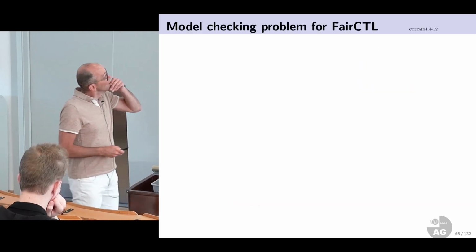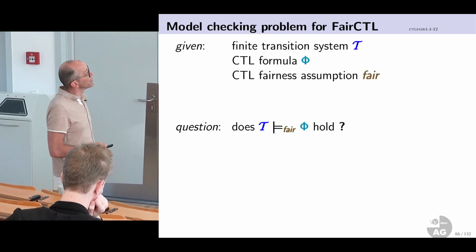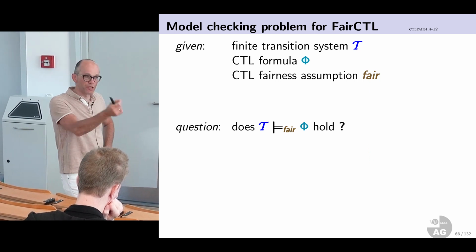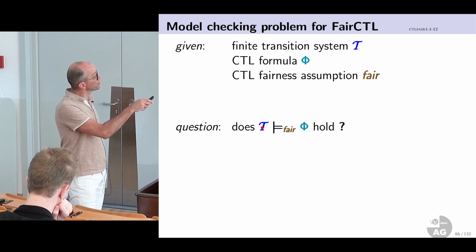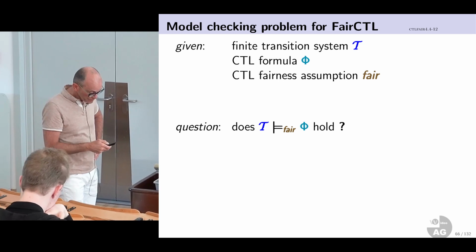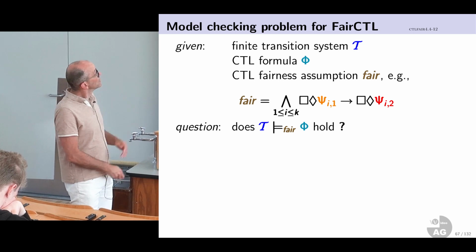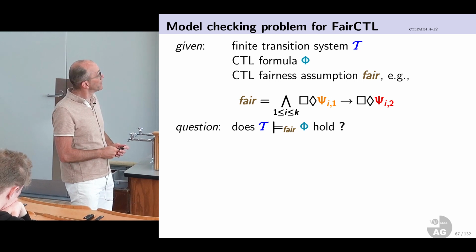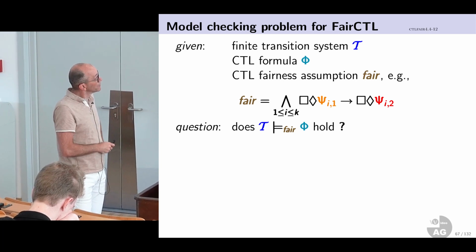Good. So now we get to the model checking problem for fair CTL. We have a finite transition system, a CTL formula, and such a fairness assumption fair, an LTL formula where the subformulas are CTL state formulas. Question, can we algorithmically decide whether my transition system satisfies the CTL formula under the fairness assumption fair? For instance, we can have a strong fairness assumption like this. We have a conjunction over k subformulas, so k strong fairness assumptions, saying infinitely often psi i1 implies infinitely often psi i2.